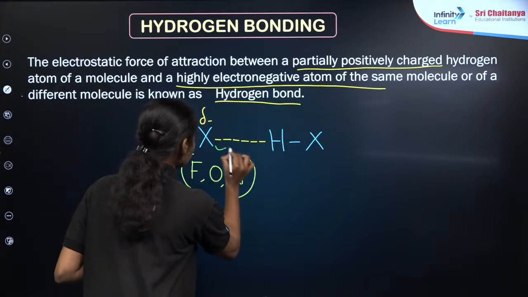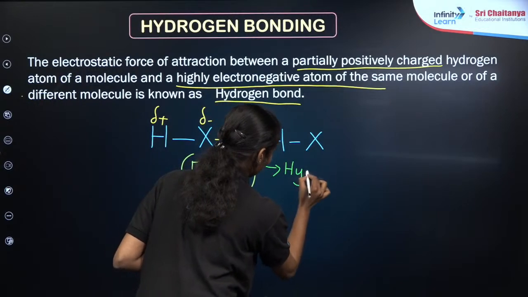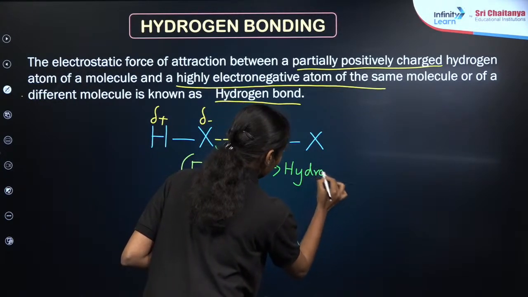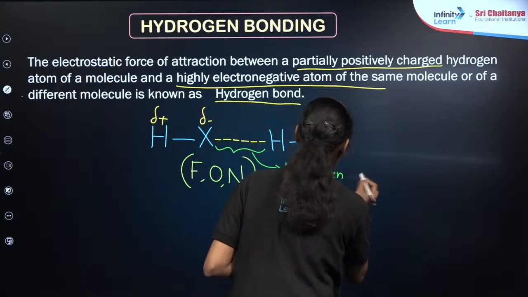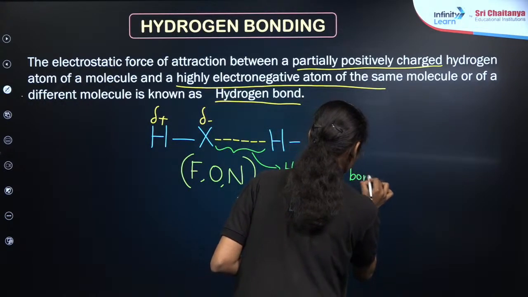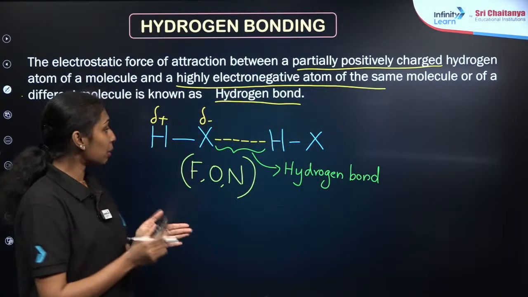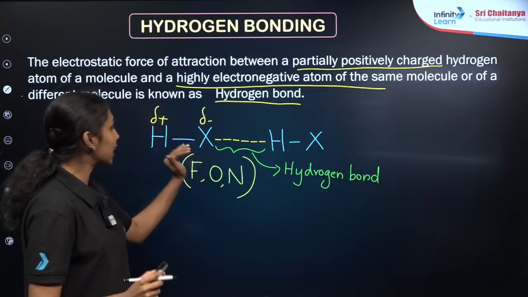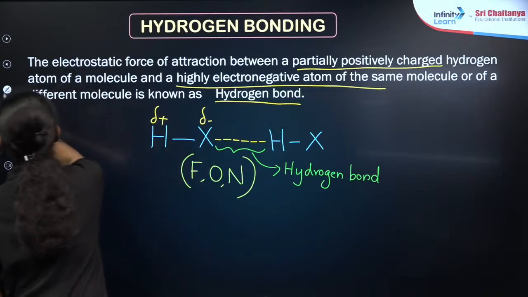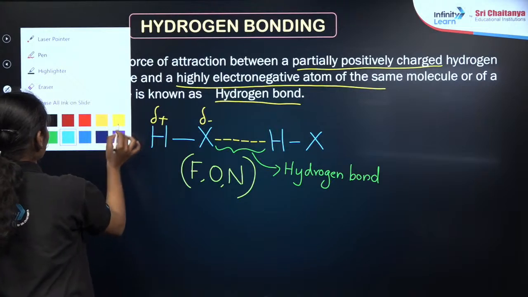So the dotted lines represent the hydrogen bond, which means that whenever two molecules containing a hydrogen atom and an electronegative atom are bonded together, due to the electronegativity difference between these atoms, there will exist a chemical bond of attraction, or a force of attraction, between the highly electronegative atom as well as the hydrogen atom. That type of bond is known as the hydrogen bond. Clear?